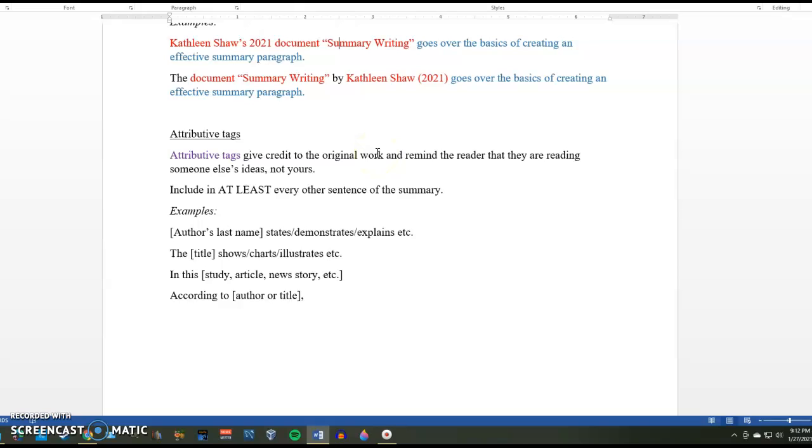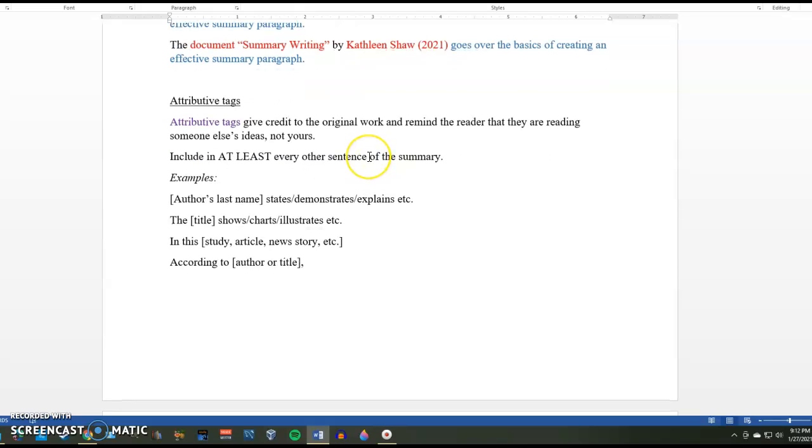The next thing that you want to do in your summary is include attributive tags. An attributive tag, sometimes they're called signal phrases. You might have heard them called something else because, as you probably know by now, in English class, there's 100 different names for the same thing. But I'm going to call them attributive tags. Attributive tags give credit to the original work. I like the phrase attributive tags because they're essentially like hashtags for the academic world. They give credit to the original work and they remind the reader that they're reading someone else's ideas, not yours.